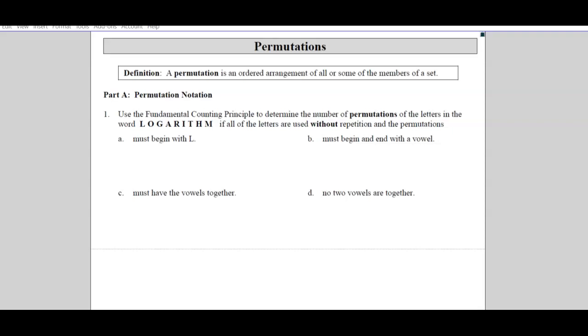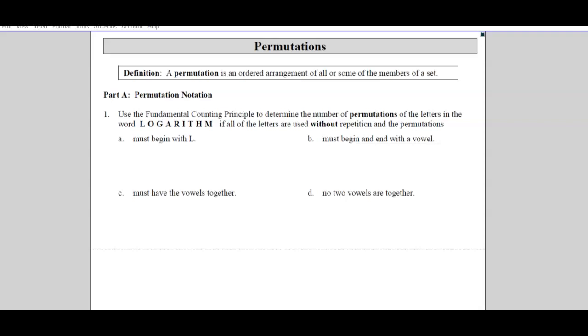So a permutation is an ordered arrangement of all or some of the members of a set. We did arrangements of all items the other day. Now we're going to focus in on smaller numbers of items from a bigger set.